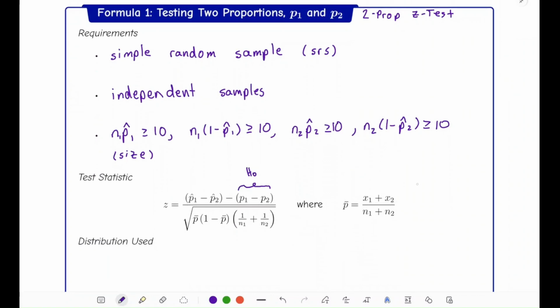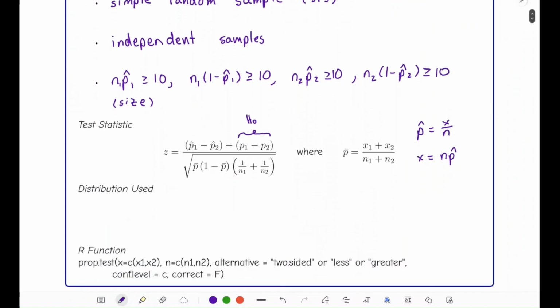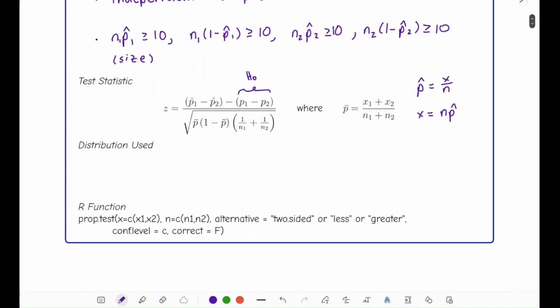A common formula you'll need to know as well is that p hat is equal to x over n, or x is equal to n times p hat. And those are true if you're talking about p hat 1, n1, or p hat 2, n2. Now, because that is a z-score, the distribution used is a normal distribution.